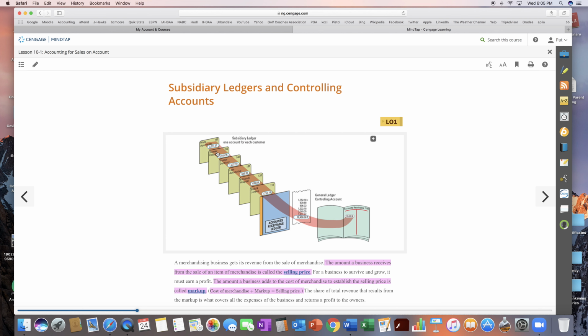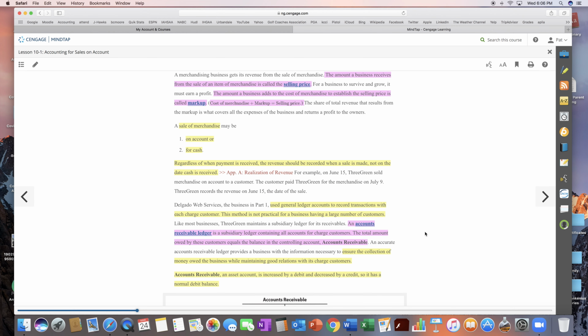Each one of these balances, when you add them up, this 10,498 number should equal the controlling account, accounts receivable. Last chapter, the controlling account was accounts payable. Now it's the accounts receivable. So accounts receivable is the subsidiary ledger.